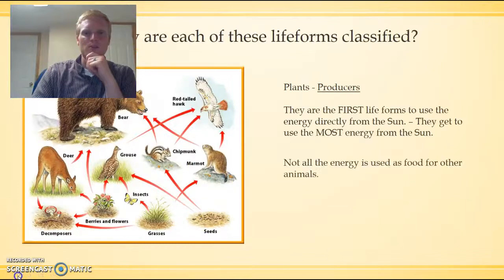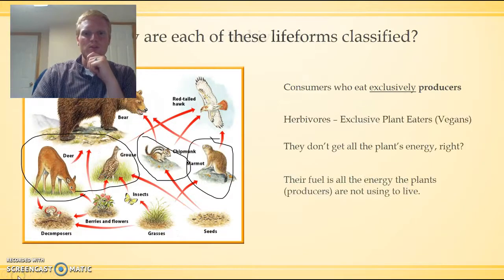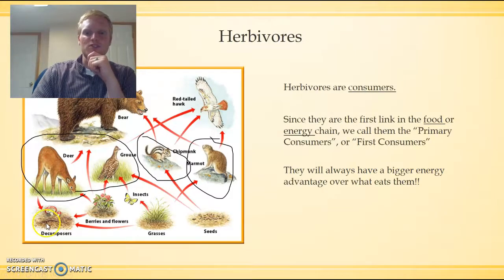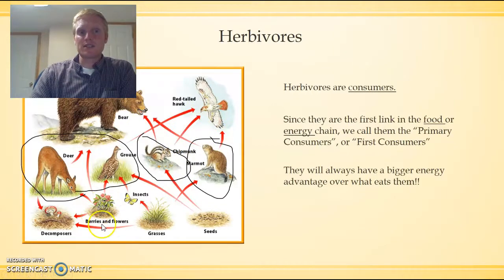Let's skip back to where we were, right here. Okay. We call them our primary consumers, our first consumers. And they will always have a bigger energy advantage over what eats them. Okay, that might be kind of confusing to you, but think about it like this. So if the plants are getting 100% of the sun's energy, okay, which they are, they have to use, say, 30%, like I said earlier, to grow and to function. And so the deer gets 70% of the sun's energy. Now suppose the deer need 20% for themselves in order to move and to reproduce and to think and to run. The deer need a lot of energy to live as well.